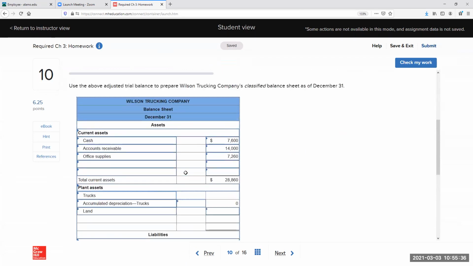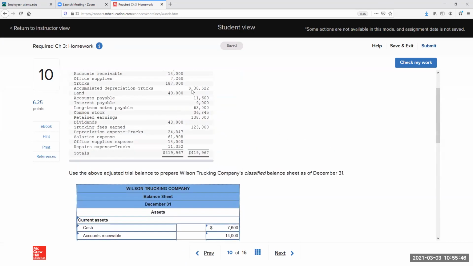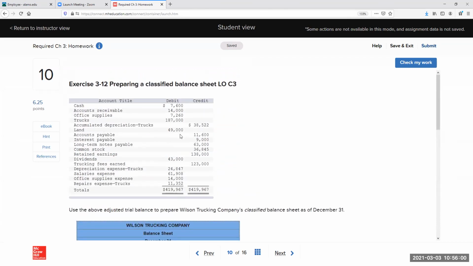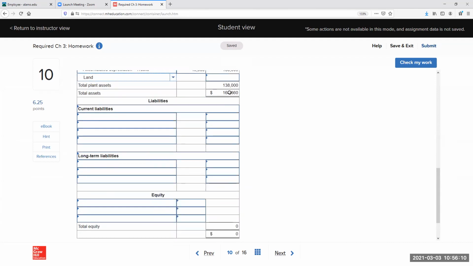Now, remember, it's a contra asset. So you have $187,000 of trucks. But how much have you recovered through depreciation? 38,522. So 38,522, it's a credit, but you see how it subtracts it? This is a debit, that's a credit, and this tells you what it's still on the books for, which you haven't recovered. Now, then you put in land, 49,000. And there's all your total assets. You have current assets, you have long-term assets, and that adds up to total assets.